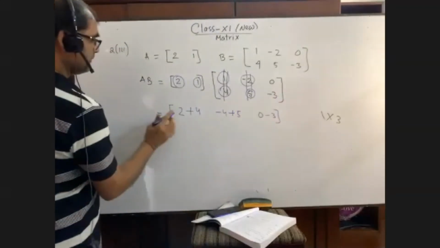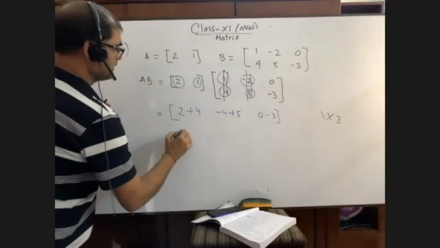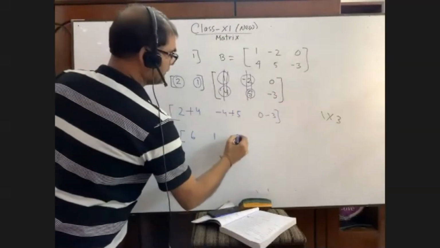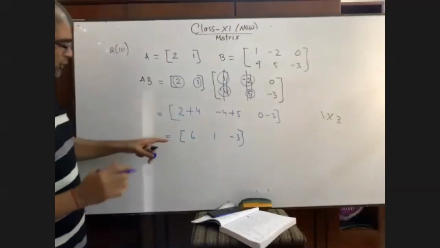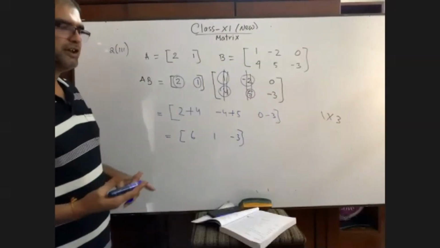Okay, no need to give this large sign. Now you calculate equals to what? 4 plus 2, 6, that is 1. It is minus 3. Now, can you tell me how many rows are there? There is only 1 row. How many columns are there? There are only 3 columns.